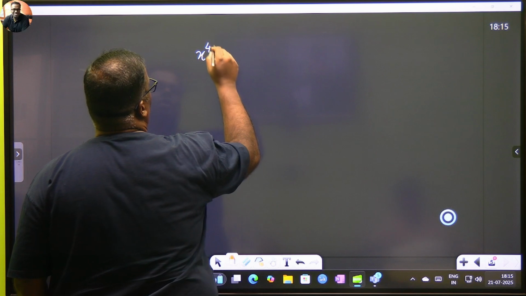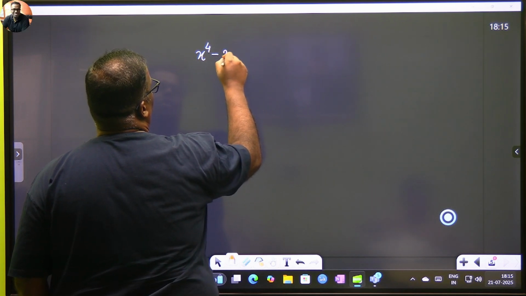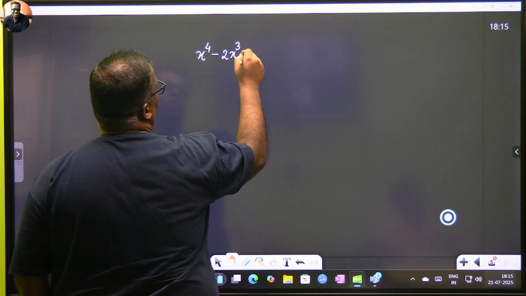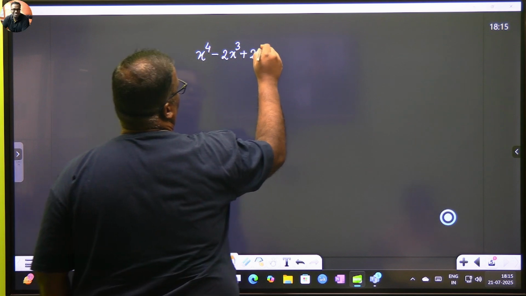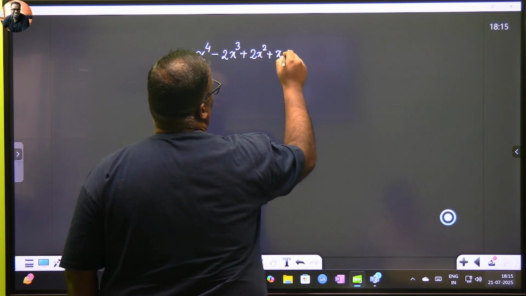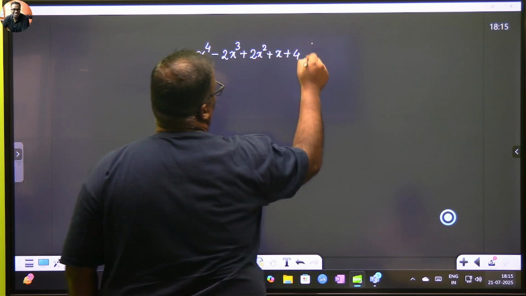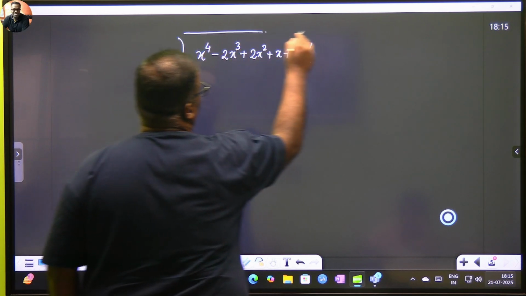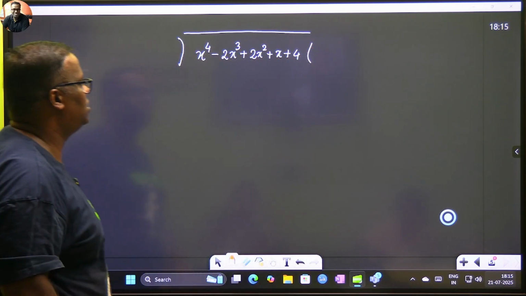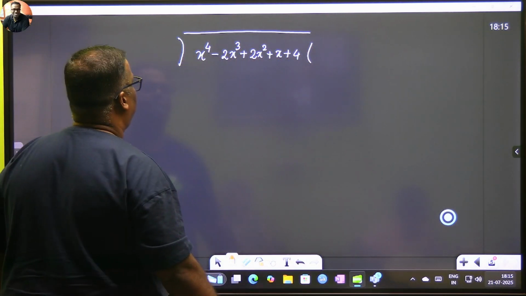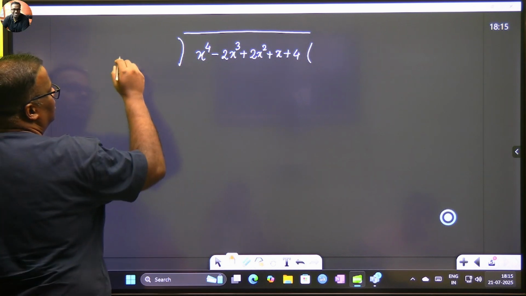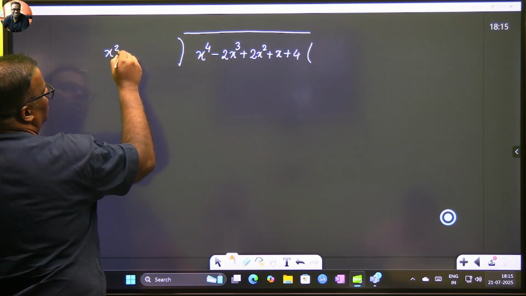Minus 2x cubed plus 2x squared plus x plus 4. Just check if I have written everything correctly, else we'll land up in garbage. What is the term on this side? x squared plus x plus 1.